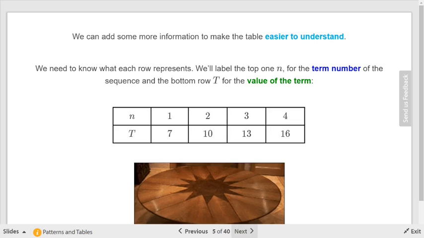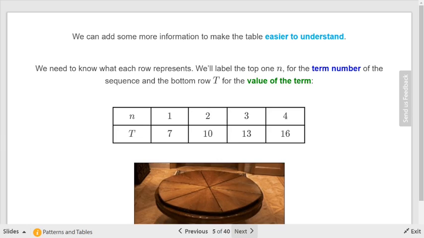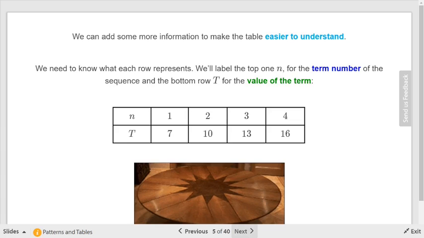If you look here, for the term number, they've named that just lowercase n. So it's the first number, the second number, third number. Can you see why they use the letter n? What's that standing for? Number. Good. And at the bottom, they used a capital T. So 7, 10, 13, 16. Those are the numbers from the sequence that we already looked at. They just use T for the value of the term, and that's where they got the T. Why they capitalized it, I have no idea.